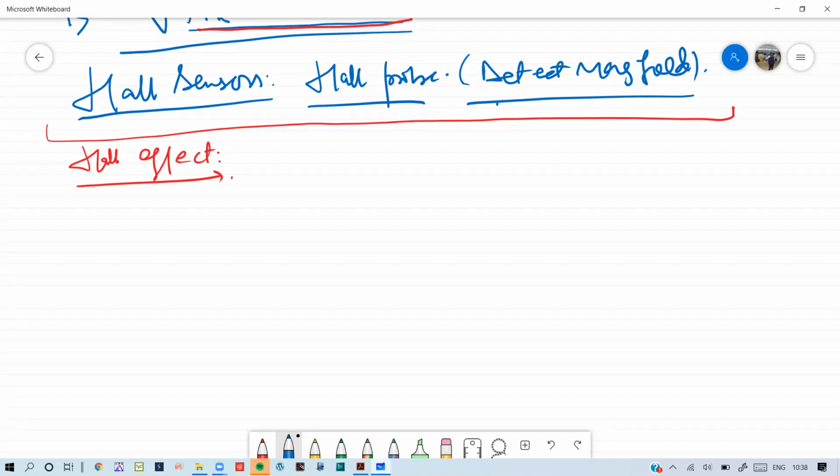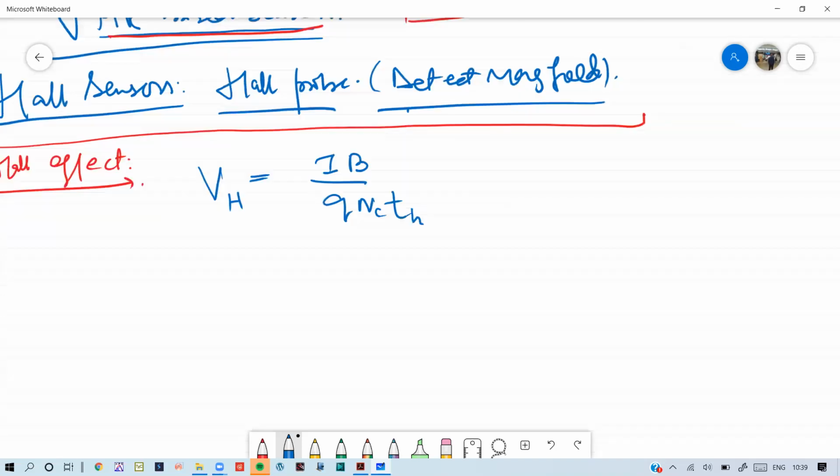What do you finally measure? You measure the Hall voltage. Okay, so in the Hall effect you measure VH, which is equal to IB divided by the charge density N times the charge, times the thickness, the height of the Hall sample.